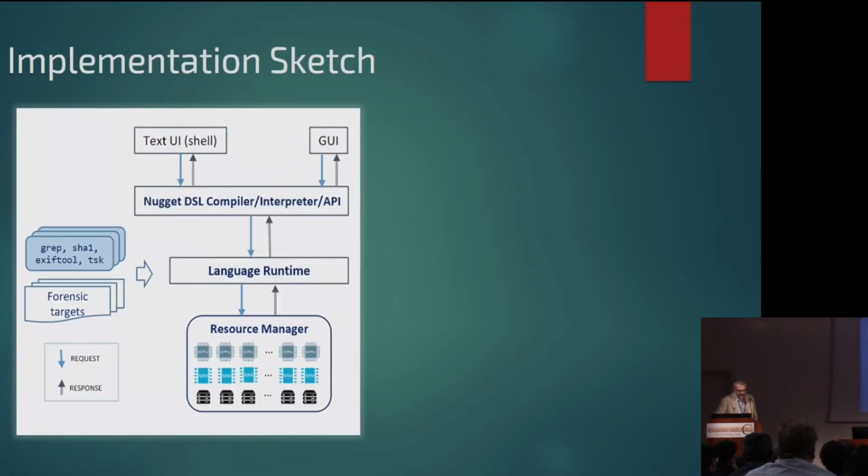So it looks roughly like this. We have the compiler and the interpreter, the API, and this is what we provide. There's the language runtime, and there's the resource manager, which is a separate component of this project.